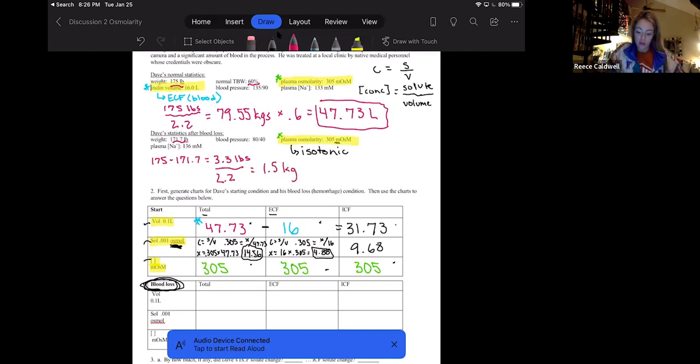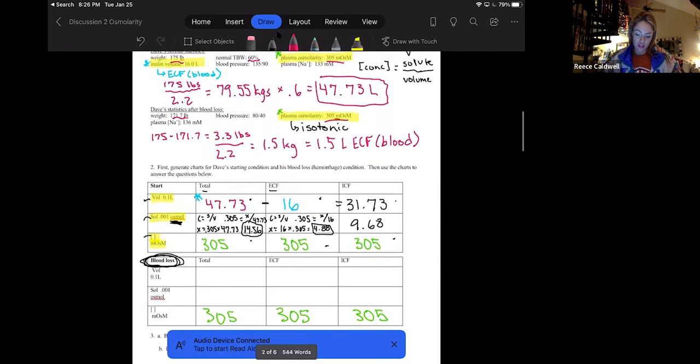So that means he lost 1.5 kilograms of body weight. You can also think of this as 1.5 liters lost of ECF, of blood, because we know he's not losing intracellular fluid because his osmolarity has remained the same, making it isotonic. So he's not losing ICF, he's losing ECF blood. So let's go ahead and use this to work on our chart. So when we subtract that 1.5 kilograms from our original body weight, sorry, again, handwriting is so bad on the iPad.